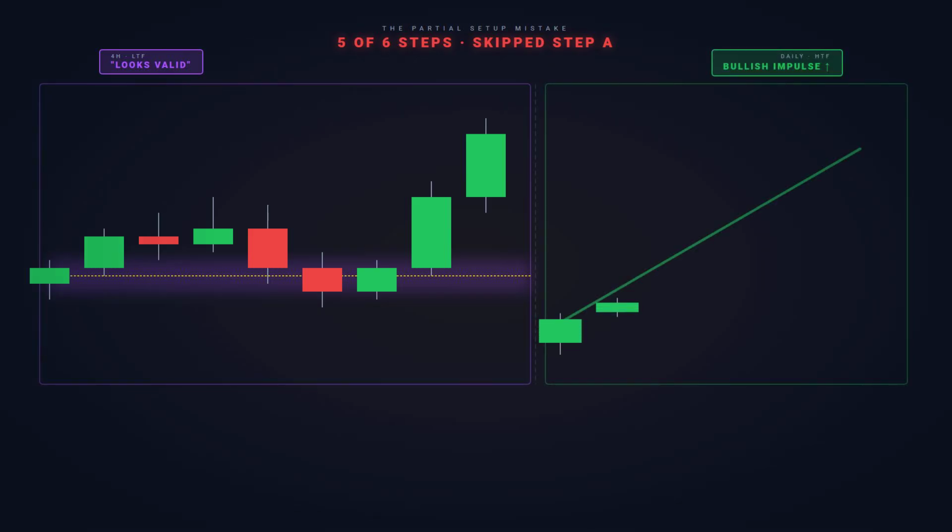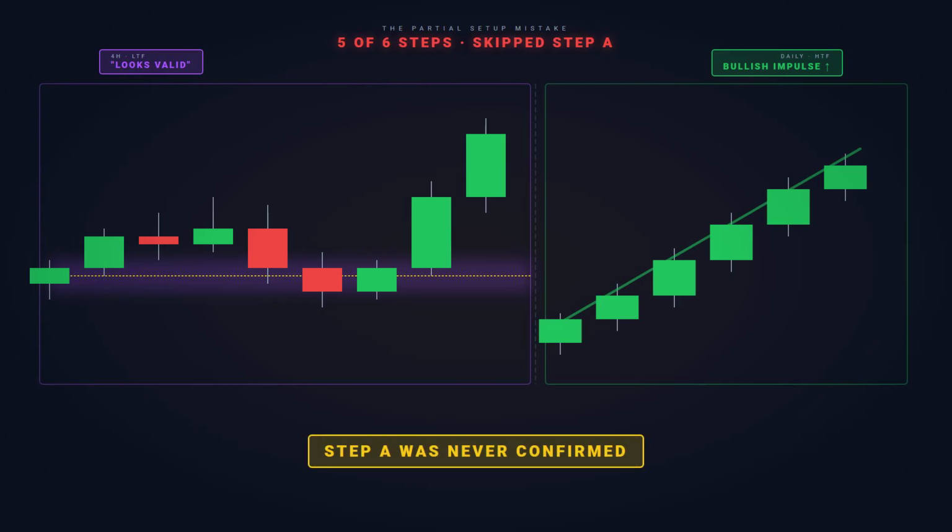But look at what I'm pointing to on screen right now, the daily chart for this section. Price is in the middle of a bullish impulse on the daily. The 4-hour CHoCH that looked bearish was an internal CHoCH within a bullish external leg. The HTF bias is bullish. Step A was never confirmed.